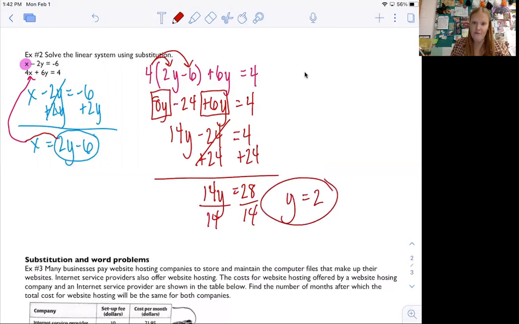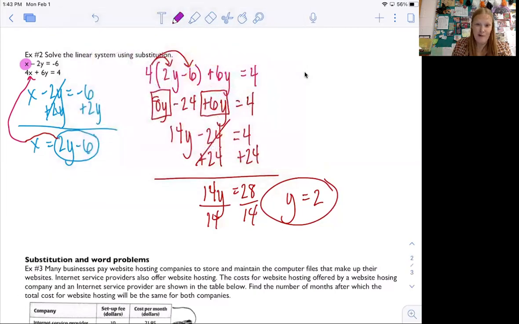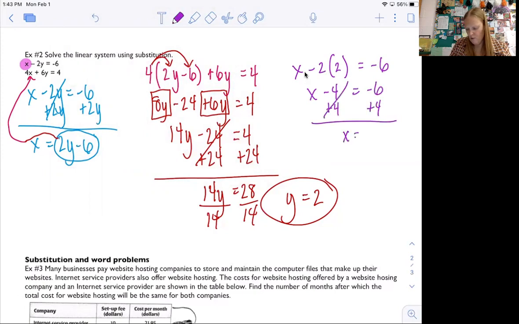All right, I have half of my ordered pair. Now I'm going to plug it in and find the other half. I think it's easier to plug it into the first one. So I get x minus 2 times 2 equals -6. X minus 4 equals -6. Add 4 to both sides. X equals -2.